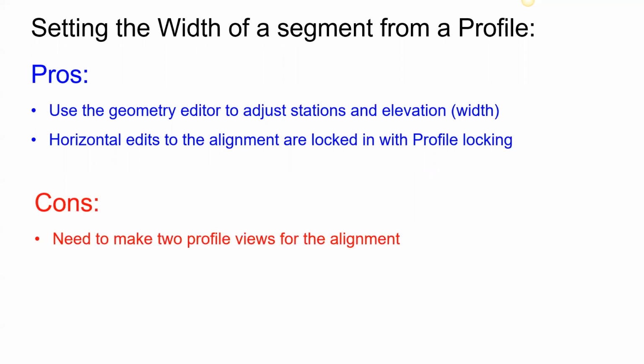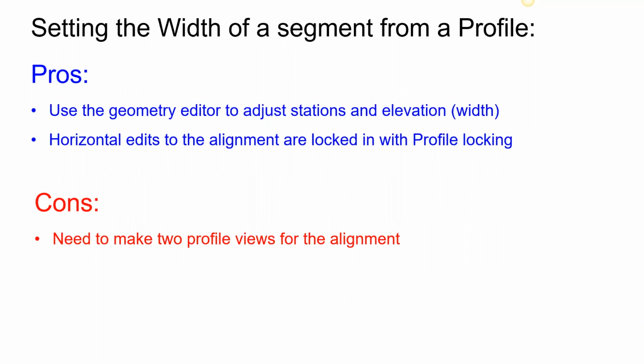Cons, you need to make 2 profile views for the alignment. So I have my surface profile, I have my proposed profile for a center line of road, and that might be up in Minnesota, we're sitting at anywhere from 750 feet to roughly 830 feet, depending on where you're at. So now I got to create a second profile view that will show from 0 to possibly 36 feet.